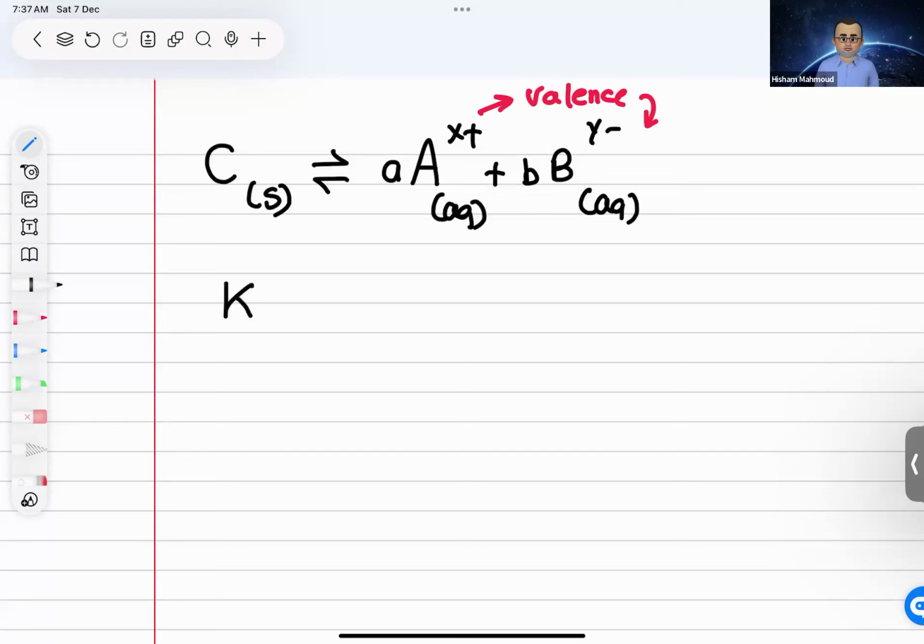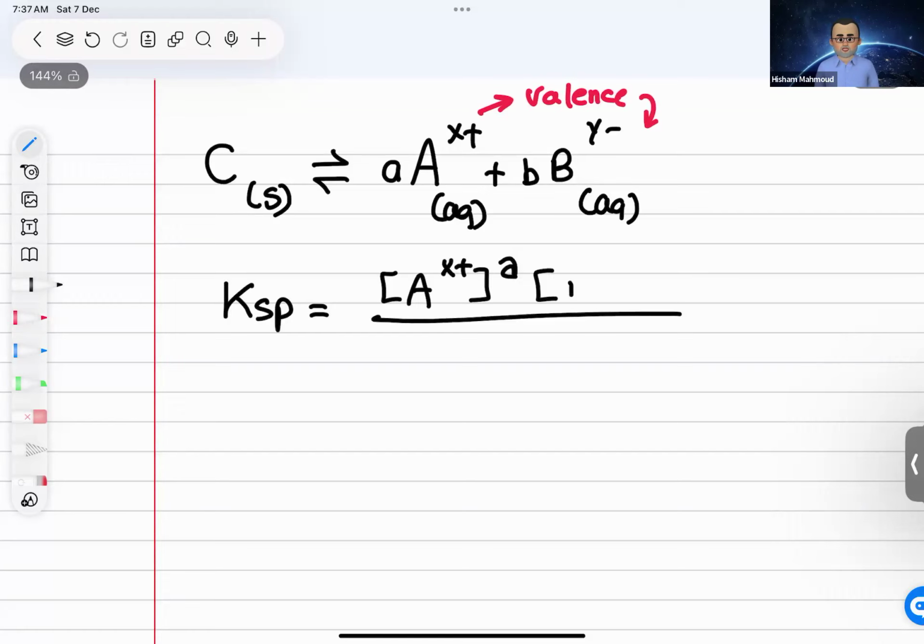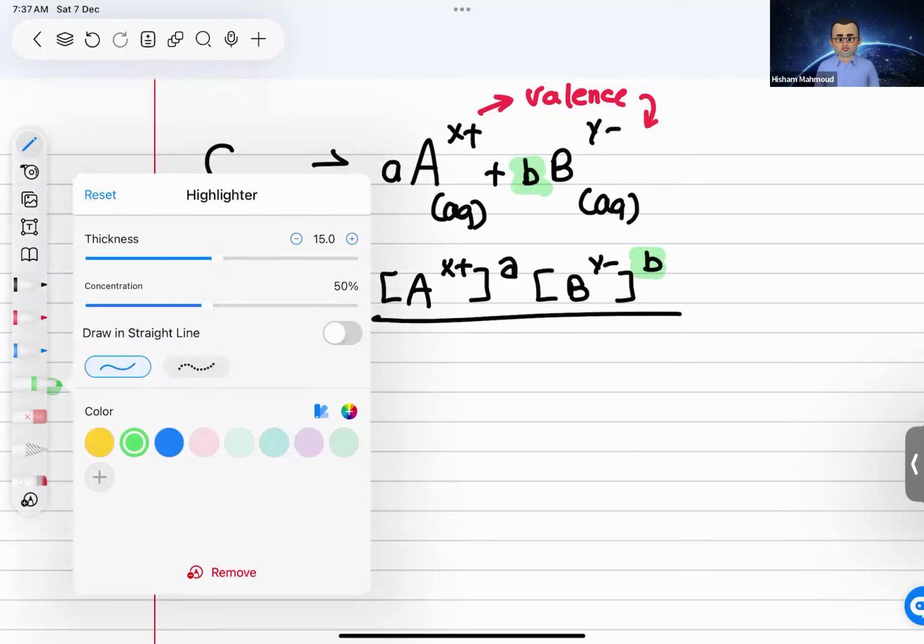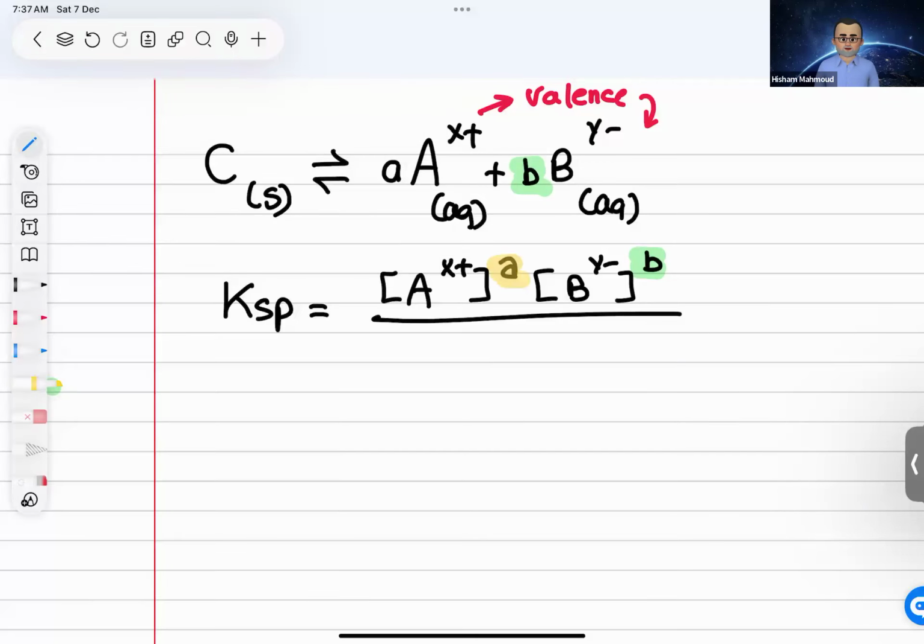In this case, the Ksp will be only for the products. It is the concentration of A with valency X, to the power of A, multiplied by the concentration of B with valency Y minus, to the power of B, because these are their coefficients. The C will not be mentioned in the equation, as it is in a solid state. So the equation will be like that only.